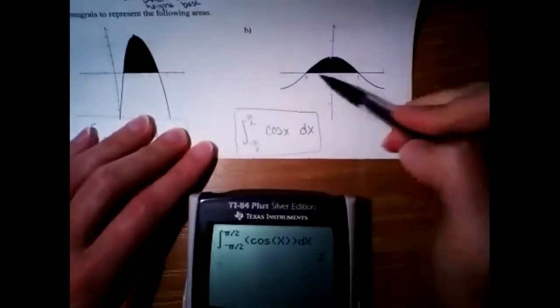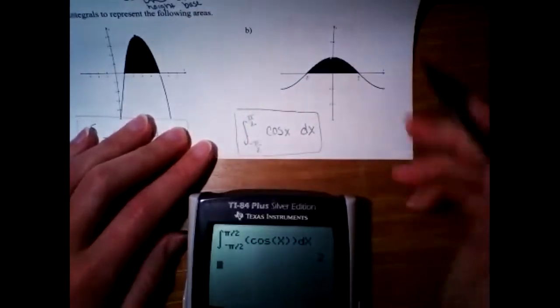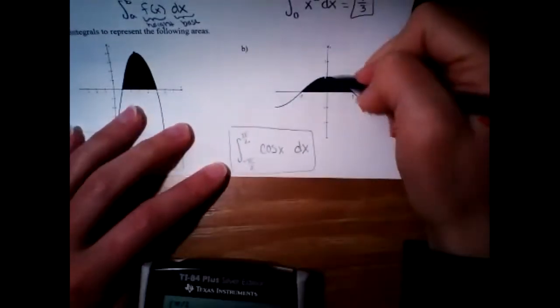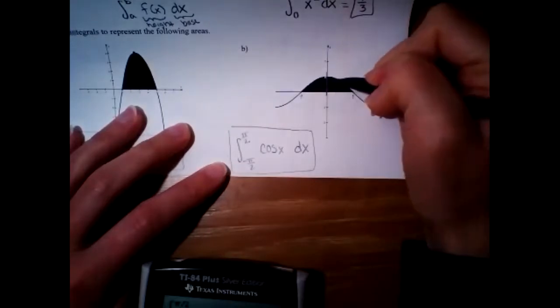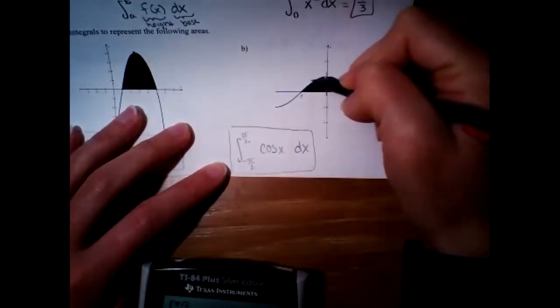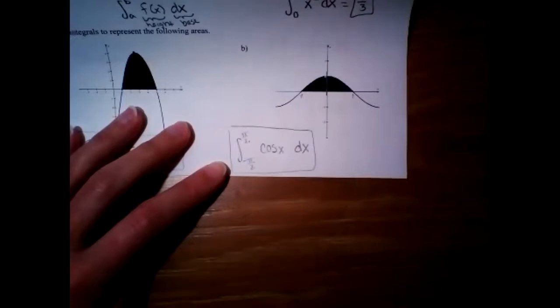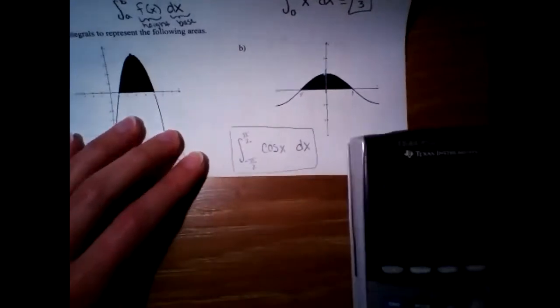This answer is 2. Like this area exactly is 2. That's so cool. And if you were to split it right here, this part would be 1 and this part would be 1. It comes out to that exactly. It's so cool. You can disagree, but I'm right. That's cool. It just is. All right, a couple more of these.